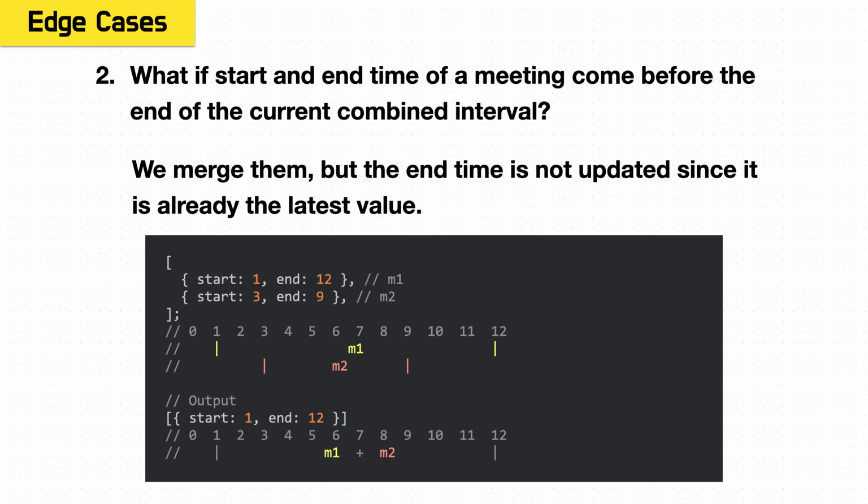And then the second edge case says, what if the start time and end time of a meeting come before the end of the current meeting or combined interval? Well, in this case, we still merge them. So we have meeting 1 from 1 to 12, and then meeting 2 from 3 to 9. So the combined interval is still 1 to 12, but we just know meeting 2 is still part of this interval.